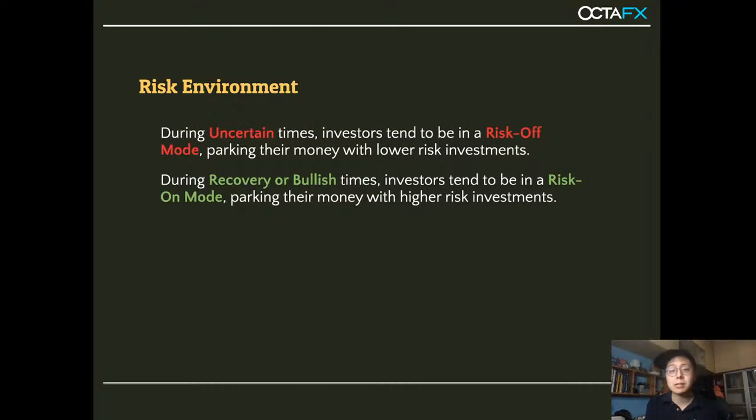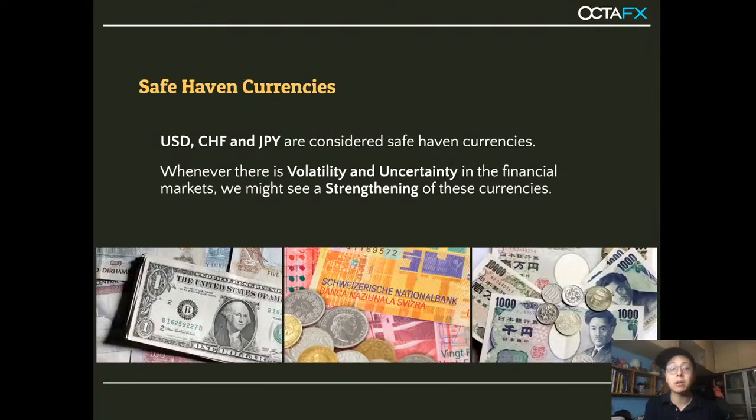You might suddenly realize, that's why the market moved like that. So over here, we're going to introduce some specific currencies that you want to take note of. The first group of currencies, we call safe haven currency. They are the dollar, the USD, the CHF, Swiss franc, and the Japanese yen. These three currencies are what we consider safe haven.